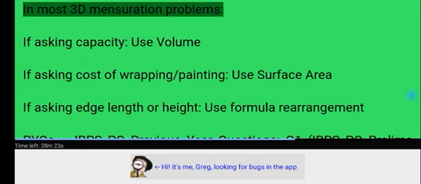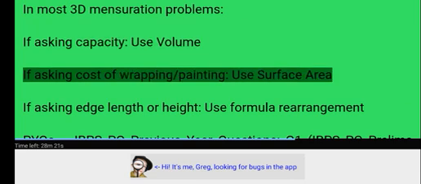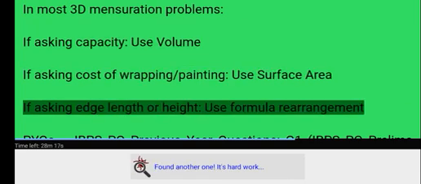Smart trick. In most 3D mensuration problems: if asking capacity, use volume. If asking cost of wrapping or painting, use surface area. If asking edge length or height, use formula rearrangement.